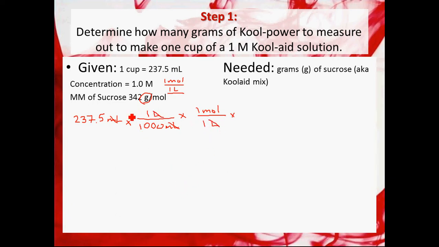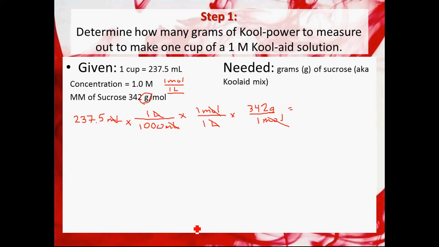The last number I have is grams per mole. And remember, I'm trying to get grams and I'm trying to get rid of all the other units that I have. And so I want moles to cancel out and I want to be left with just the units of grams. So how can I do that? If I multiply by 342 grams per 1 mole, see now that there's a mole on the top and a mole on the bottom, so my moles cancel out.